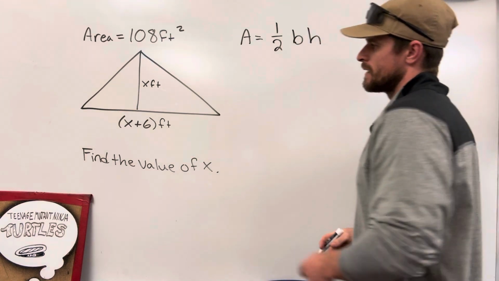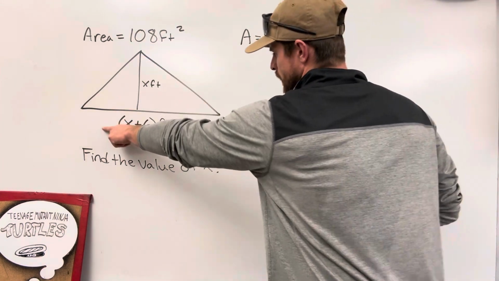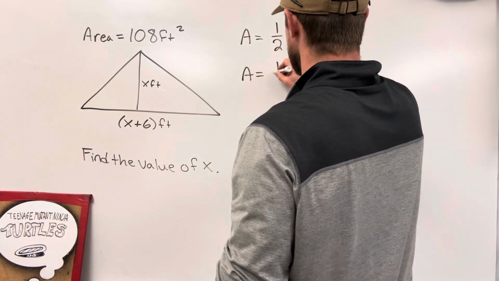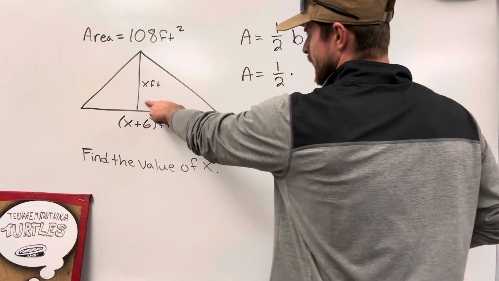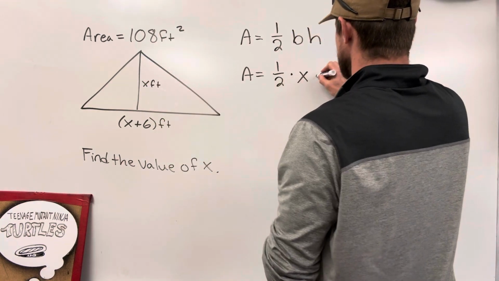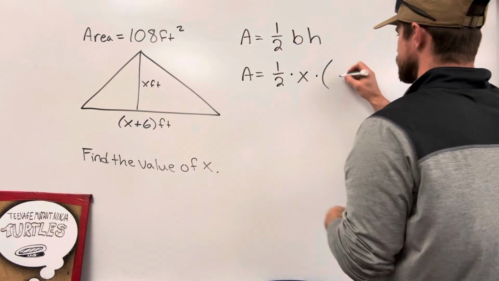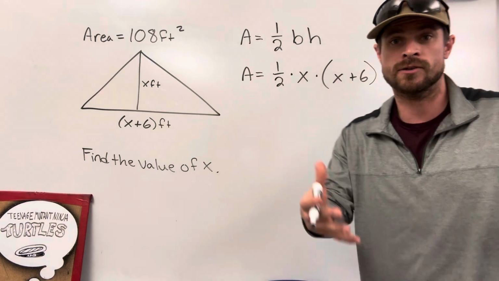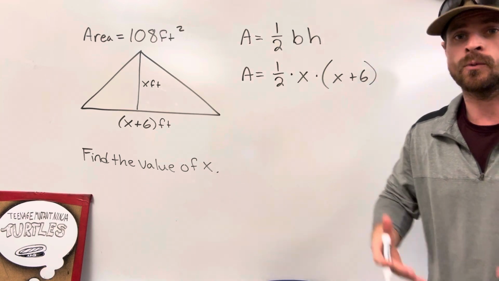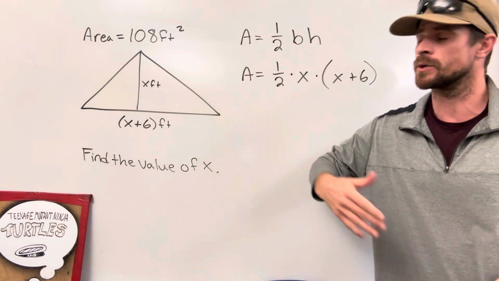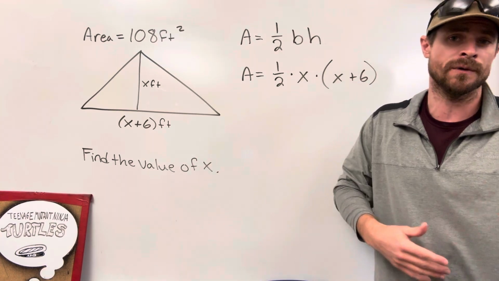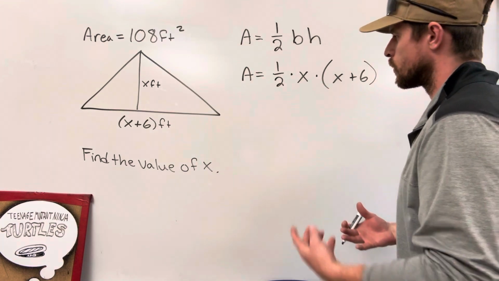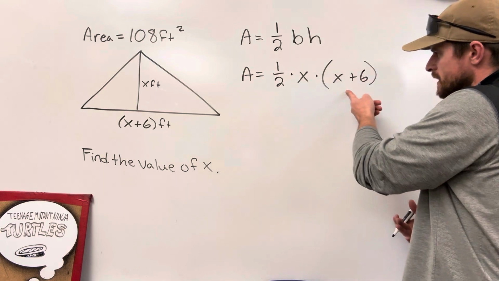So let's look at what we have here. We have a height and we also have a base. That's good news. So we're going to say our area is equal to 1/2 times height, x, times base, x plus 6. Now, when you see that we're going to be multiplying two x's together, it tells us we're going to get a quadratic. And what we're going to need to do is solve that quadratic, whether we use the quadratic formula, factor, or complete the square. There are lots of different ways to solve a quadratic, but we know once we see this, that's what we're going to be dealing with.